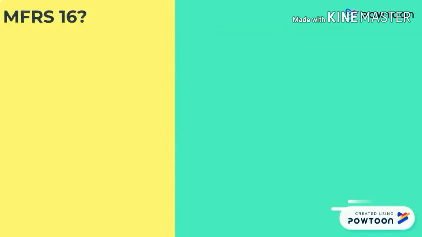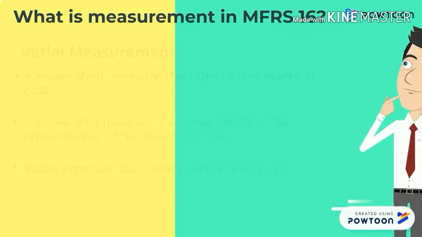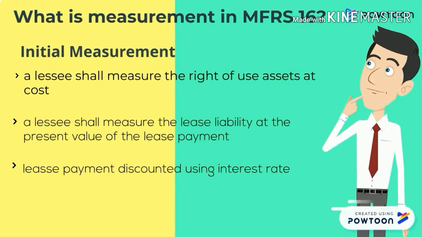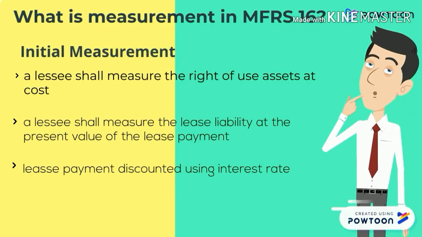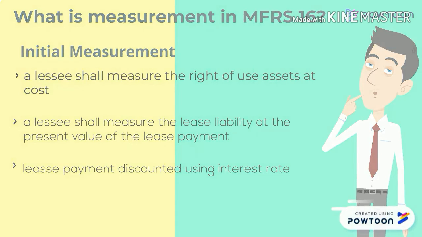What is measurement in MFRS 16? First, we have initial measurement. A lessee shall measure the right-of-use asset at cost. Then, a lessee shall measure the lease liability at the present value of the lease payment, and the lease payment is discounted using the interest rate. The next measurement is subsequent measurement.